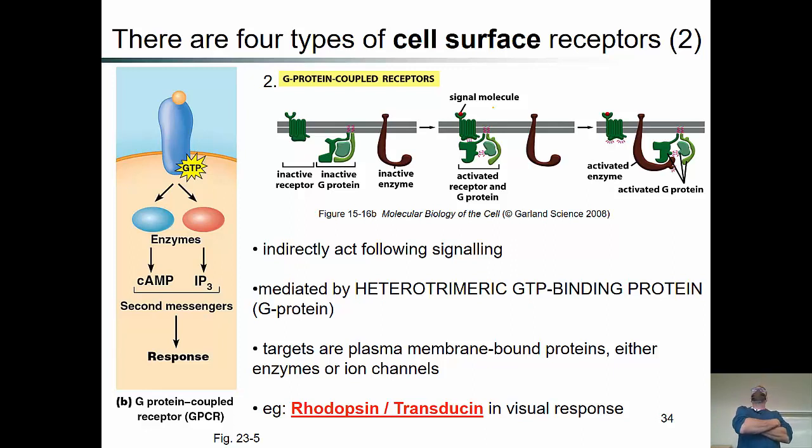There's a huge number of these. This is the largest single group of receptors, and they're really important for a lot of cellular processes such as growth, for example, and so they're heavily implicated in diseases. But they're also important as sensory receptors. So things like vision and smell, taste, these are mediated by G-protein coupled receptors.